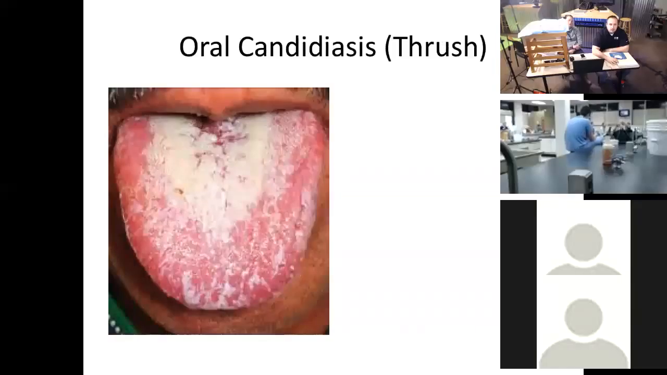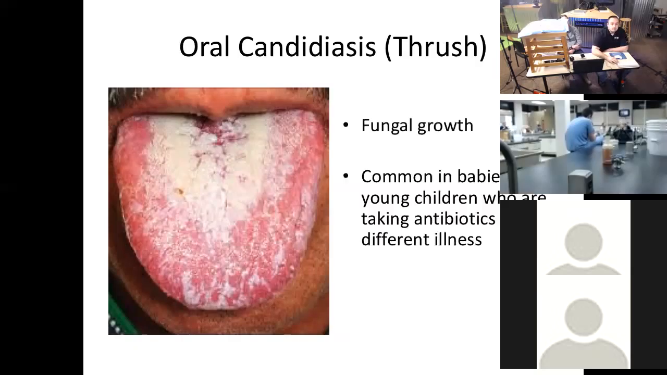So the next thing to talk about is oral candidiasis, and most people just call this thrush. It is a fungal infection which grows on the tongue, and it actually can be anywhere in the oral cavity. It's just kind of more common on the tongue. And it's really common in babies when they're given antibiotics to treat a different illness. It's easily treated with an antifungal medication and doesn't really cause any long-term effects.